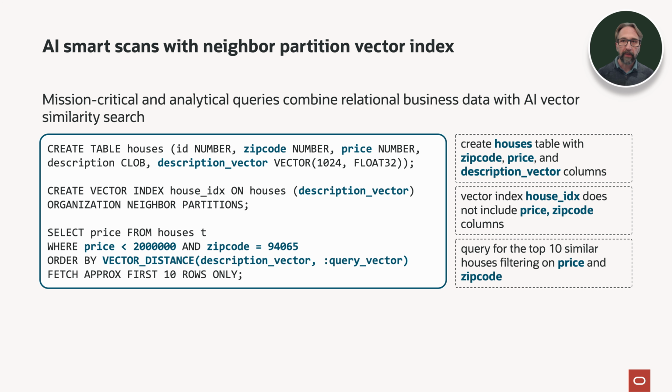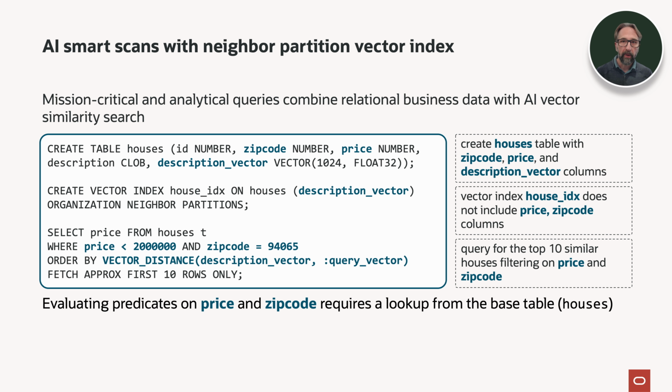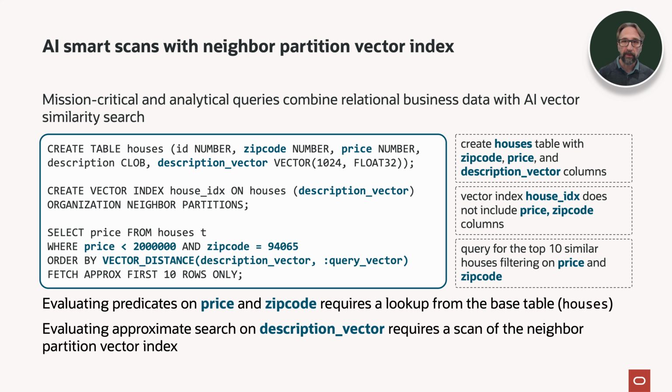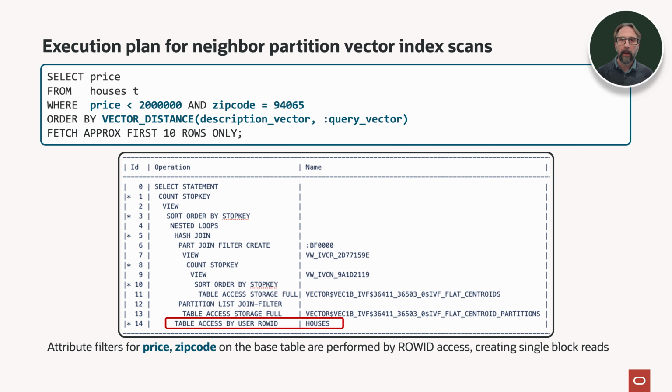So when we query for the top 10 similar houses and filter by price and zip code in addition to the vector distance comparison, evaluating the predicates on price and zip code requires lookup of the base table, in this case houses. Evaluating the approximate search on the description vector requires a scan of the neighbor partition vector index. As you can see from the explain plan, the attribute filtering for price and zip code on the base table are performed by row ID access, creating additional single block read I/O.